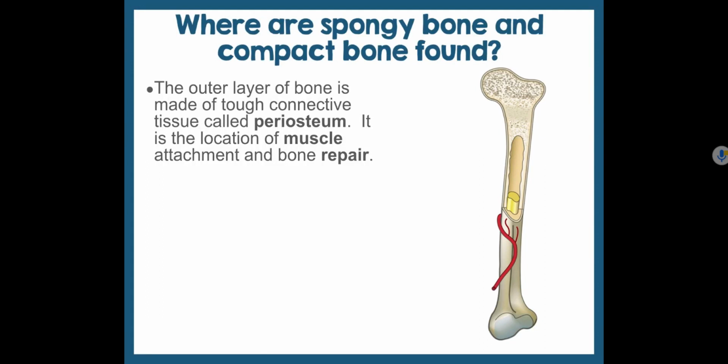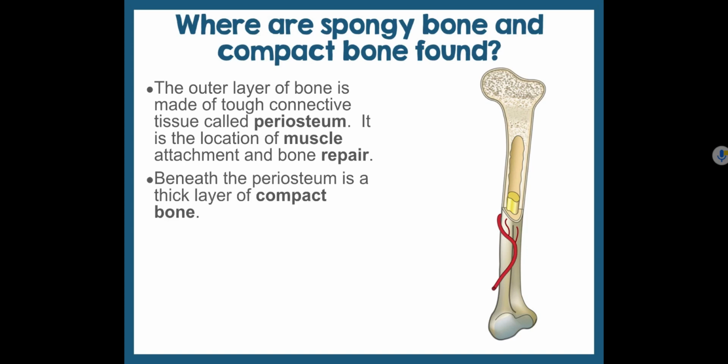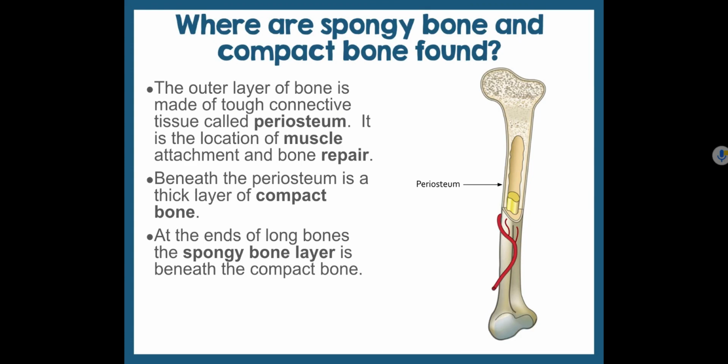The outer layer of bone is made of tough connective tissue called periosteum. It is the location of muscle attachment and bone repair. And beneath the periosteum is a thick layer of compact bone. At the ends of the long bones, the spongy layer is beneath the compact bone. So in this image, I've identified the periosteum and the compact bone, and then the spongy bone at the ends.